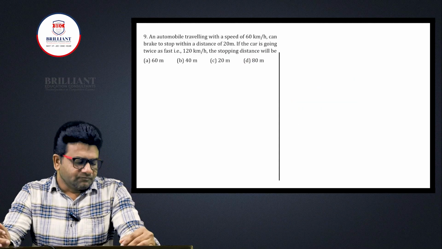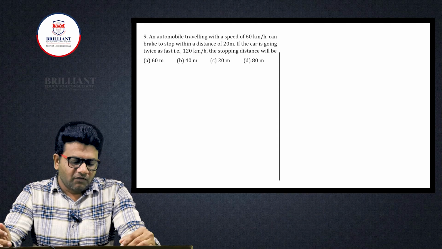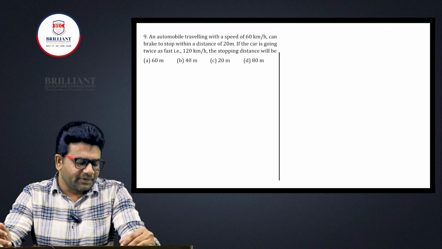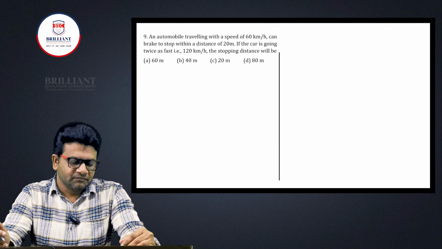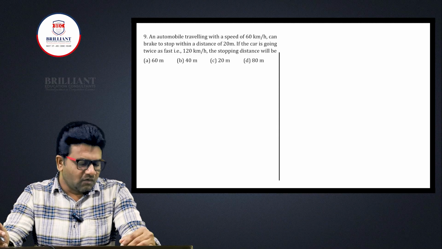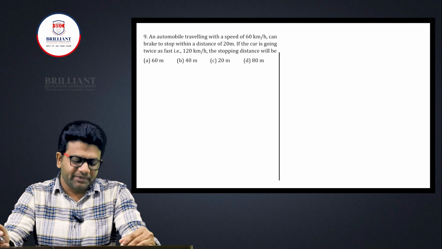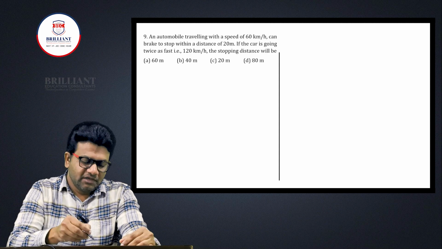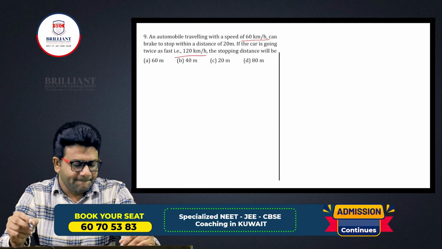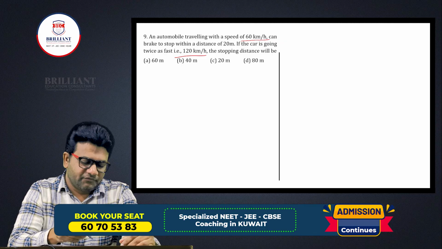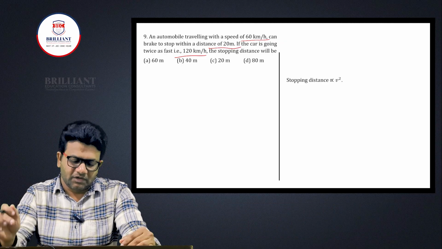So next question. An automobile traveling with a speed of 60 km per hour can brake to stop within a distance of 20 meters. If the car is going twice as fast, that is 120 km per hour, the stopping distance will be. See in the question, the speed is given as 60 initially, then it is changed to 120. The stopping distance is 20 meters at first. Then we have to find out the new one.